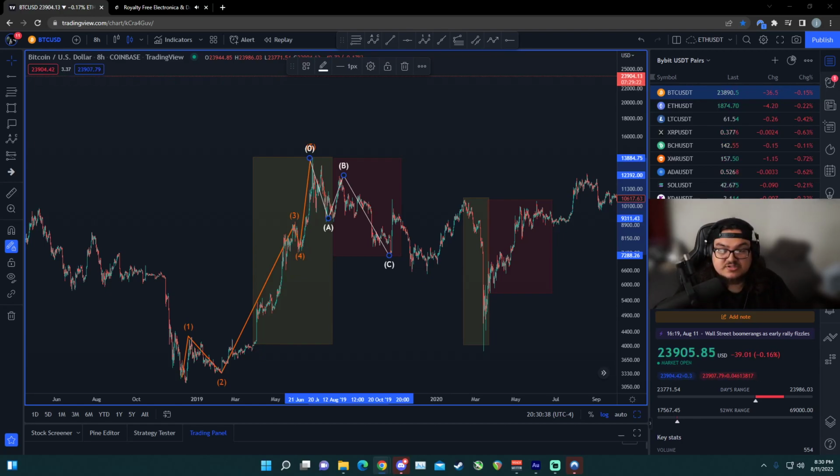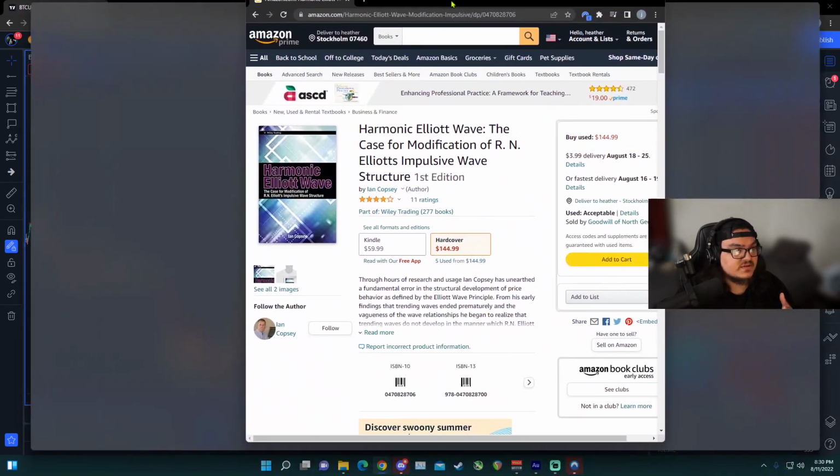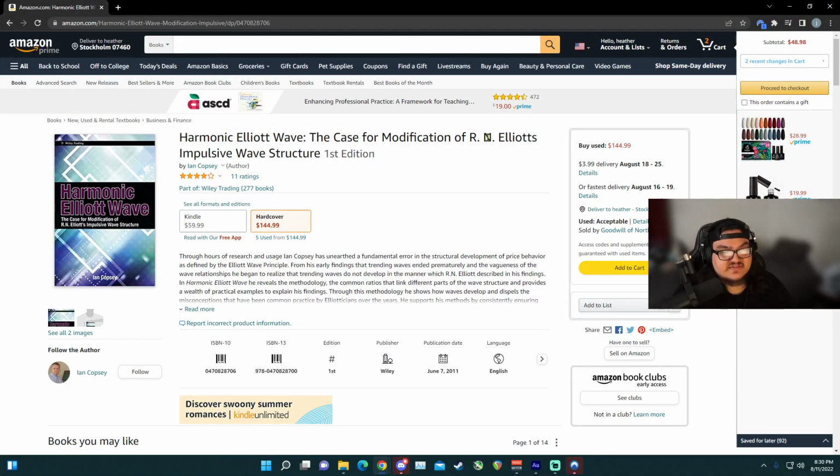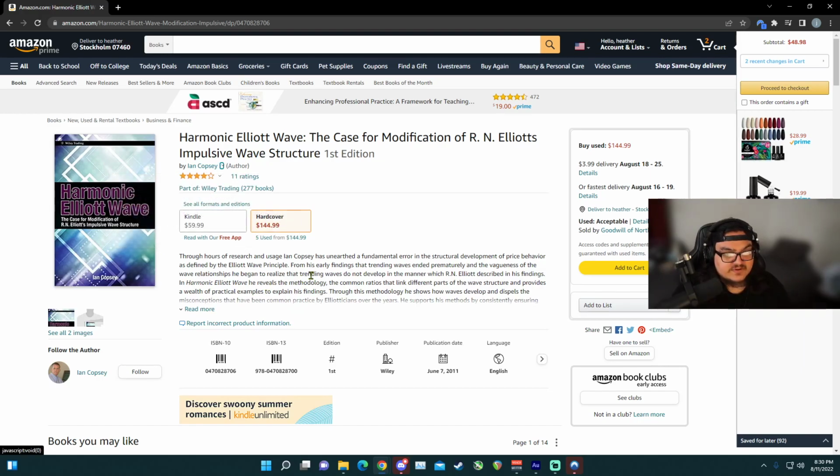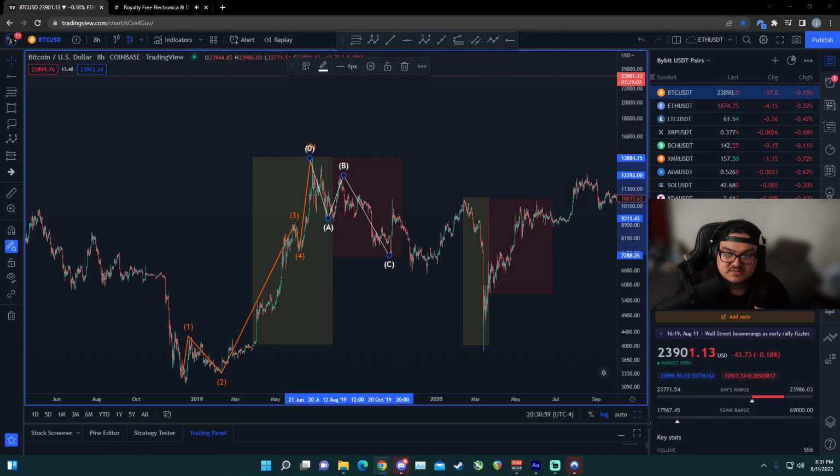Okay, here it is. So this is the book that the idea stems from. It's called Harmonic Elliott Wave: The Case for Modification of R.N. Elliott's Impulse Wave Structure. Okay, I don't know where the other version of it I have, but I don't expect you guys to spend $150 on this book. So I'm going to say that if you can find a version of it online, I would suggest really taking the time to read this, because this book is not easy. It took me a very long time, and I've had to read a lot of sections more than once.